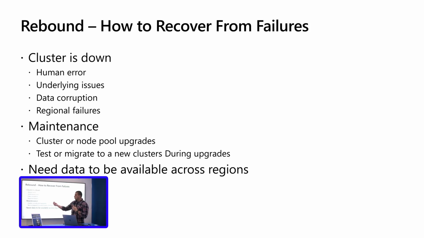Or we have maintenance. For instance, I have a cluster or node pool upgrade. I need to make sure that while upgrading, I still have my data available. I need to test or migrate to a new version of Kubernetes, or I need to migrate my data from one region to a second region, right? All of these things, I cannot do them with just robustness. This is rebound type of things, right?